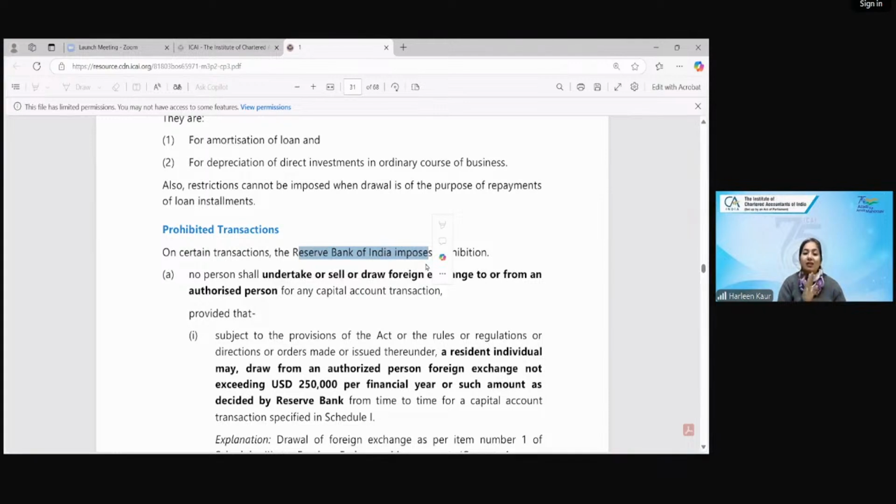No person shall undertake, draw or sell foreign exchange from an authorized person for any capital account transactions unless a person cannot undertake, sell or draw foreign exchange.